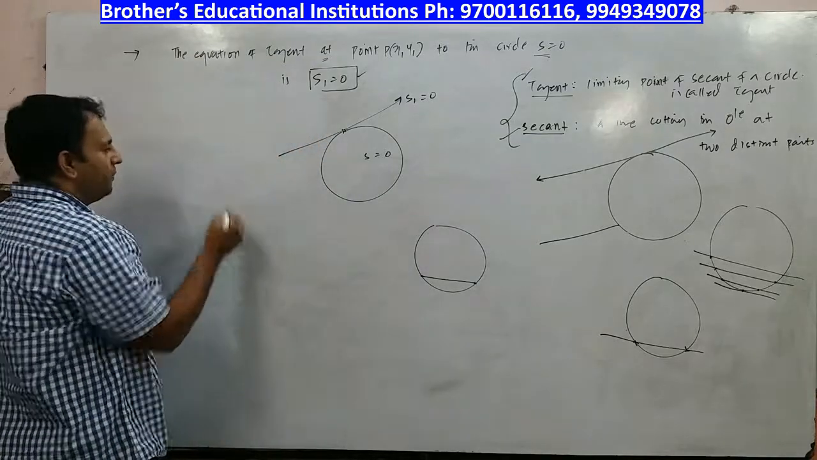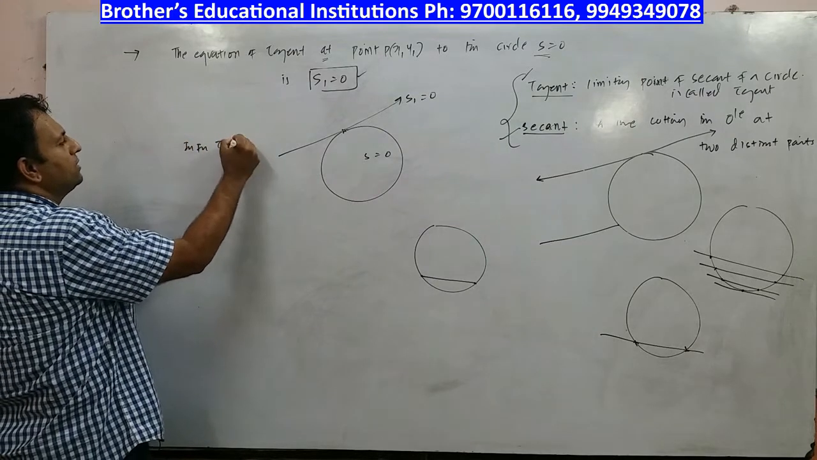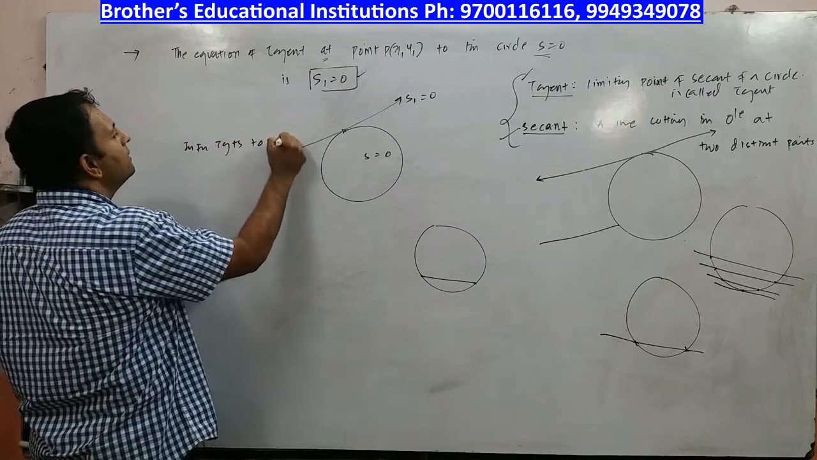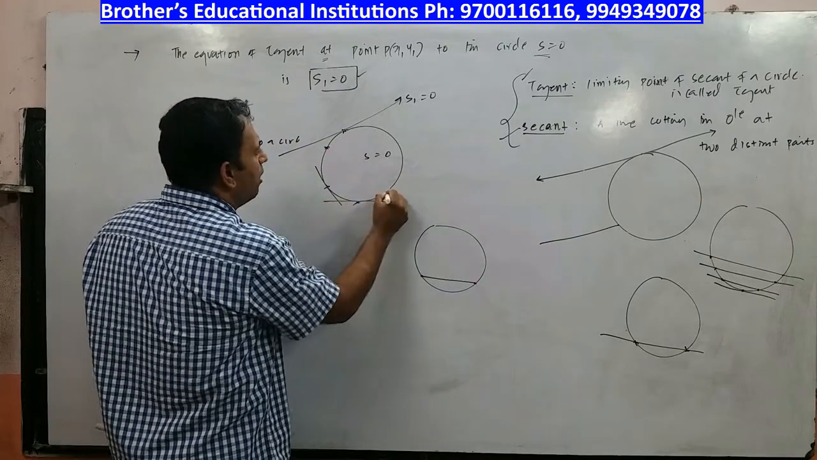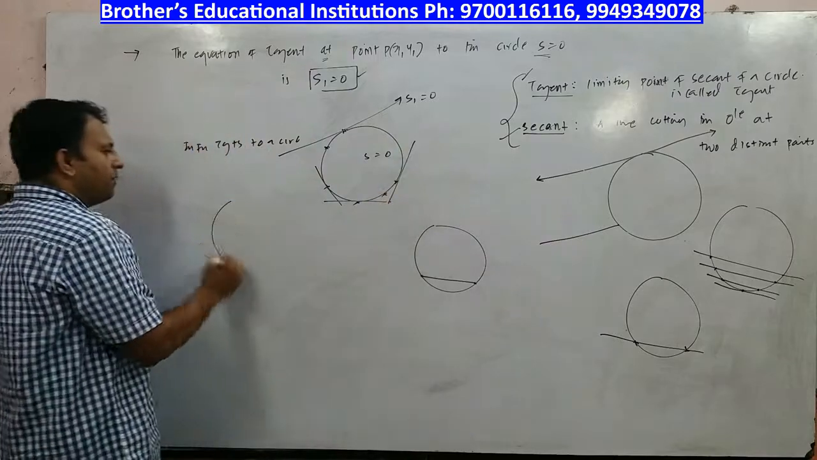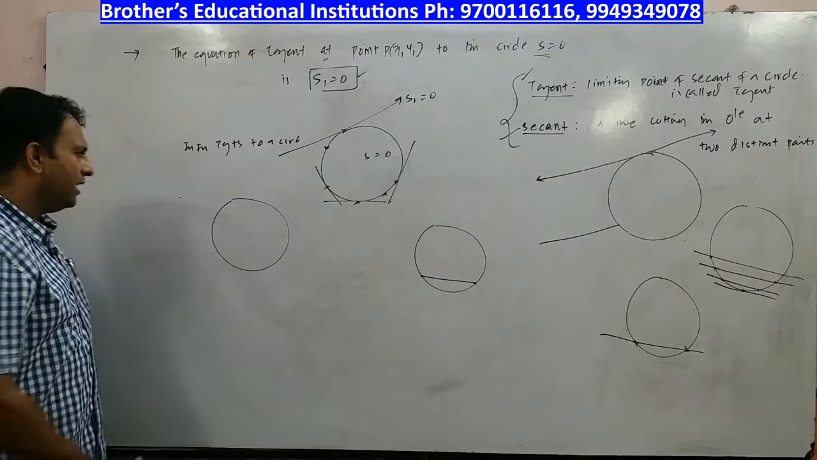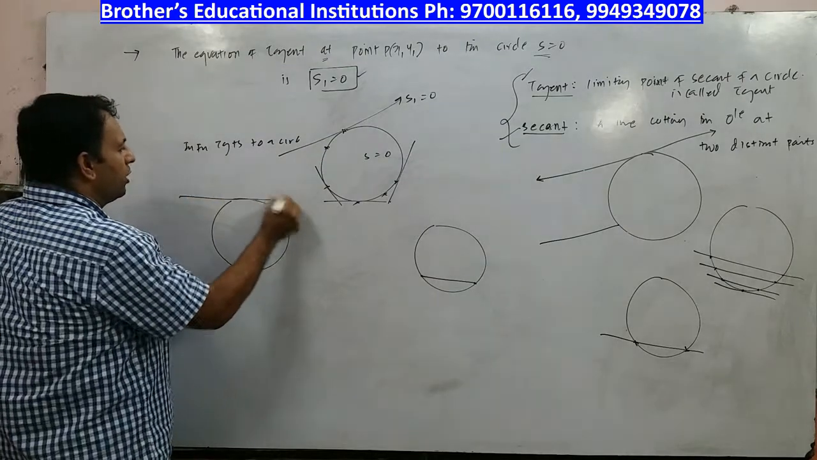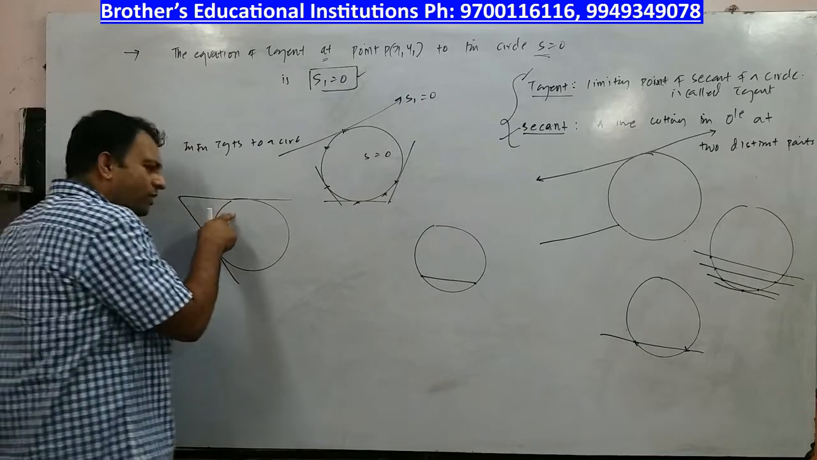See, you can draw how many tangents? You can draw infinite tangents to a circle, because there are infinite points. At every point I can draw a tangent. But if the point is outside the circle, you can draw a tangent from this side, and you can draw a tangent from this side. So is this point on the circle?